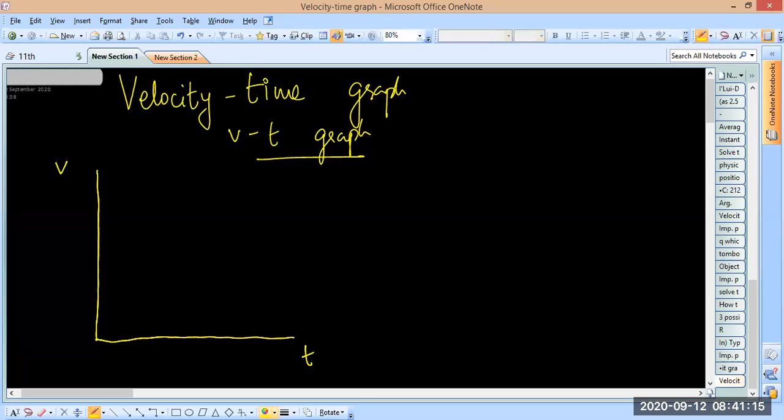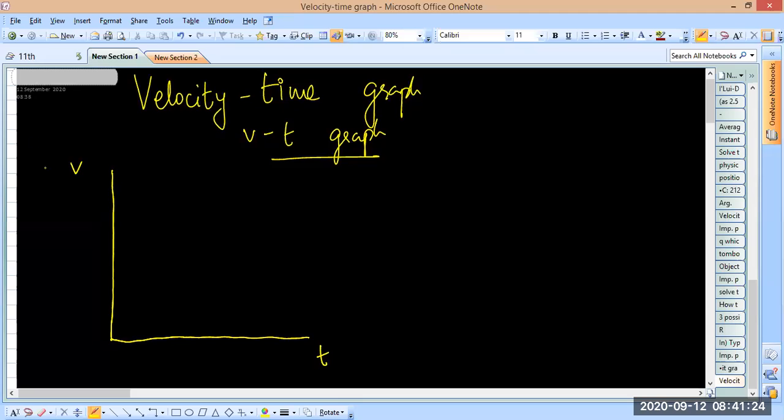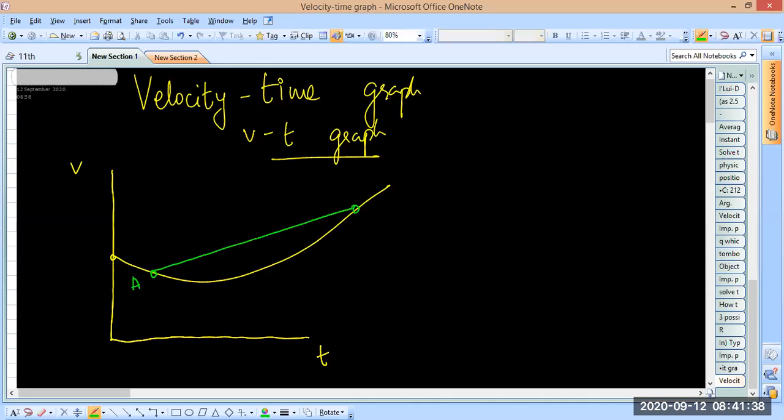So if this is a VT graph, let's say, first of all, let's talk about some properties. Okay, not types of VT graph. Suppose this is some VT graph, maybe like this. And then I draw a chord, let's say from this point to this point. Then I find the slope of the chord by finding this angle theta. So here, what will the slope of the chord give us? That's the question. What is the slope of the chord equal to in a VT graph?